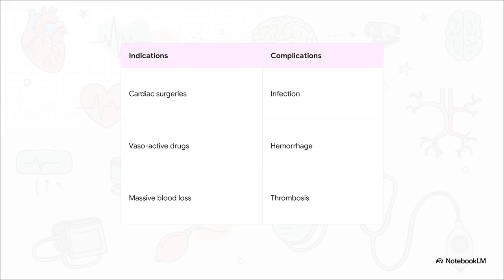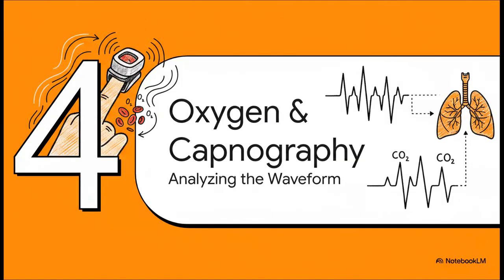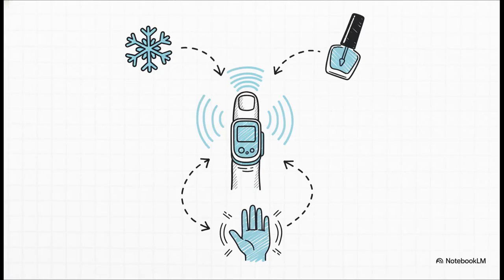We're talking invasive complications here, like distal ischemia, thrombosis, hemorrhage, infection, and sometimes even skin necrosis or neurologic injury. Let's shift gears to Section 4, Oxygenation and Waveform Capnography. Next up is the respiratory system. We'll start with the ubiquitous pulse oximeter, which analyzes changes in light absorption to measure hemoglobin oxygen saturation. It actually blinks around 120 times a second.